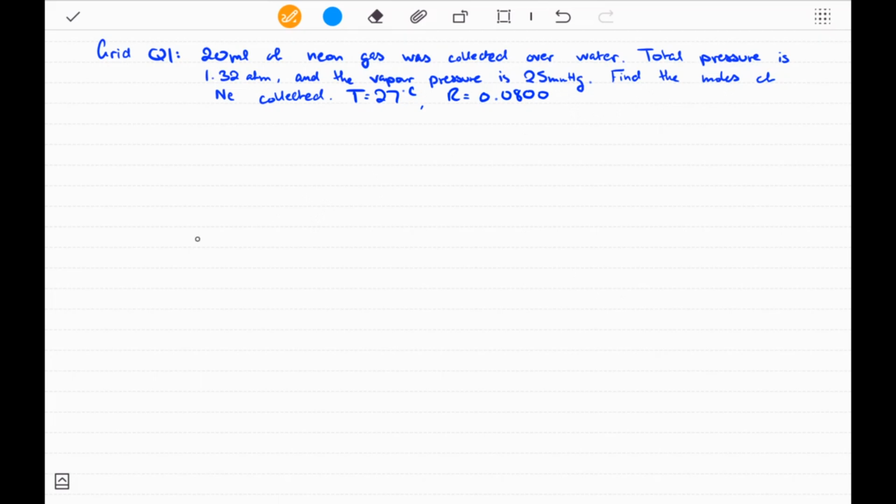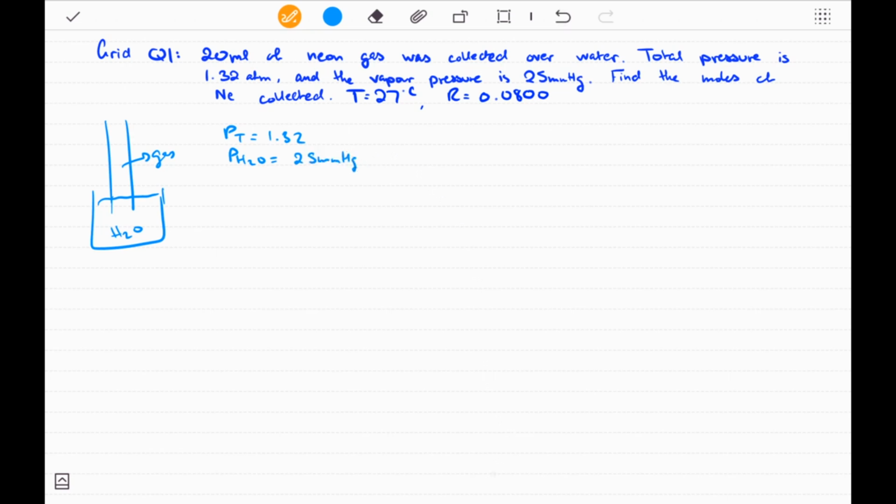Now, if you don't remember what collection over water is, the way it basically works is you just have a tube where you're collecting the gas, and the tube is immersed in water, and you're just collecting this gas over water. And because the gas has its own pressure, and the water has its own pressure, these pressures are going to interact and they're going to affect each other. We know that the total pressure is 1.32, and that the pressure of the water is given to us in millimeters of mercury, and it's 25.